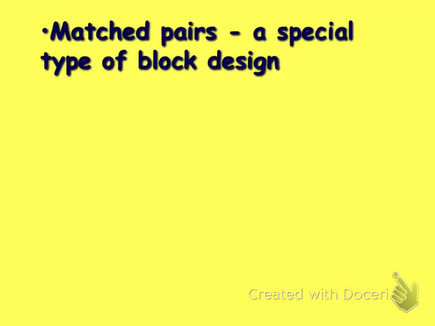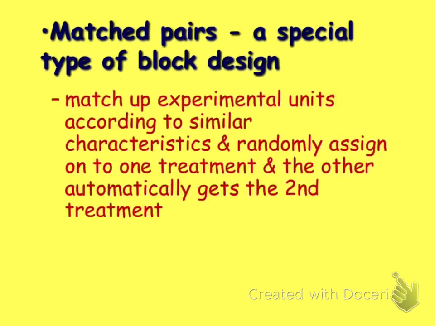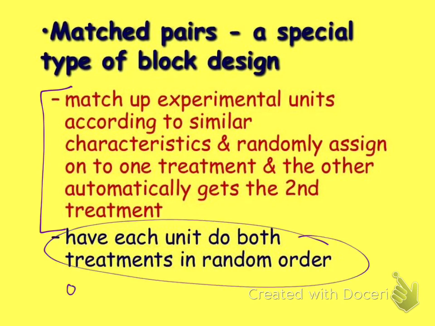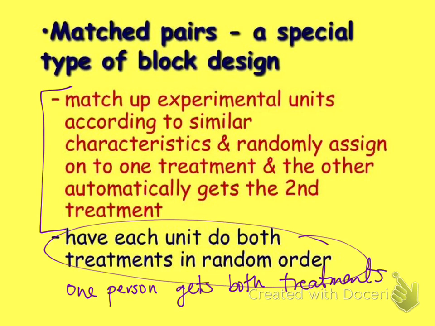Okay, the last one is matched pairs. It is a special type of block design. Matched pairs is the same thing as blocking, but you're putting them in pairs instead. So we match up an experimental unit according to similar characteristics, then randomly assign one to one treatment and the other to the other one. So there's 2 types. You either do pairs of people or pairs of things, or you have one person that gets both treatments. So there's 2 ways. There's 2 types of matched pairs.